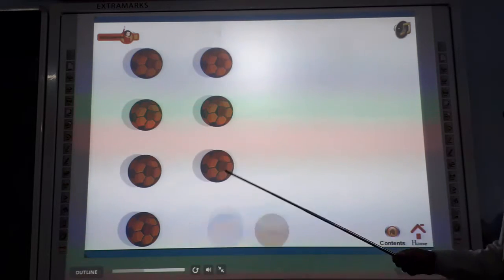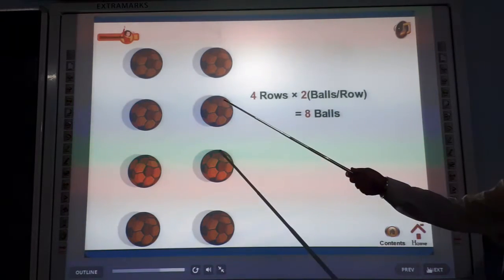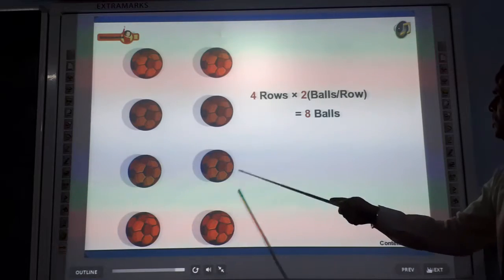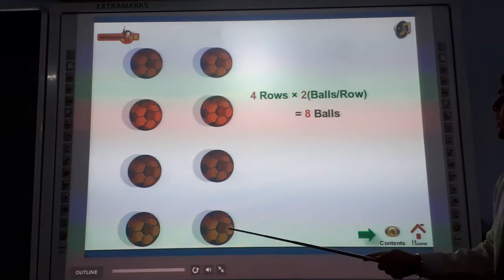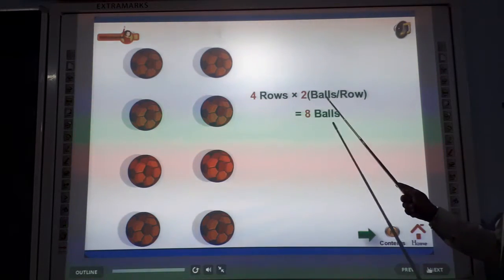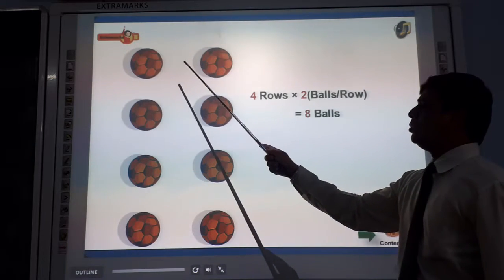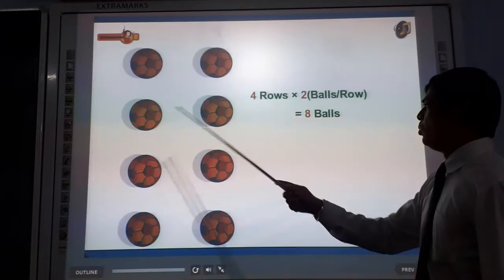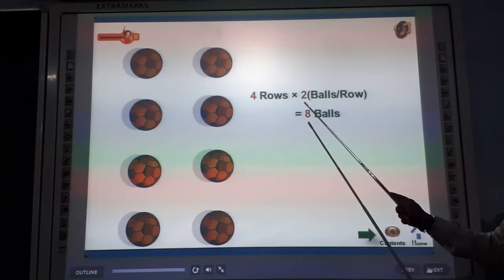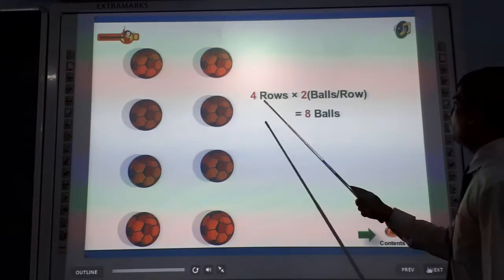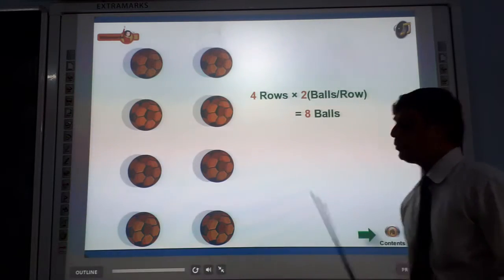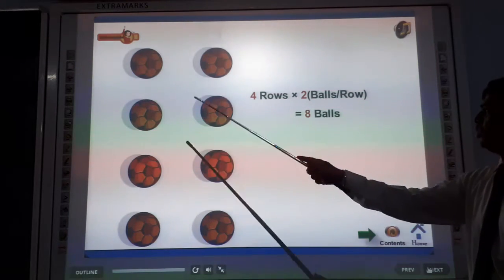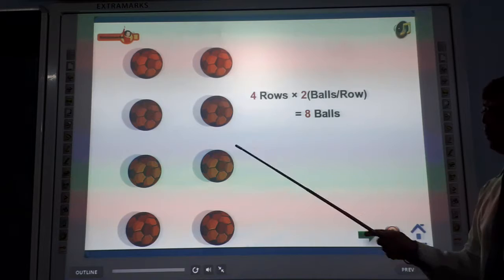Next diagram, look here. 1, 2, 3, and 4. 4 rows and 2 balls. Each row is equal to 2 balls. 1, 2, 3, 4. 2 balls. So 4 rows multiplied by 2 balls is equal to 8 balls. 1, 2, 3, 4, 5, 6, 7, 8. Look at this.